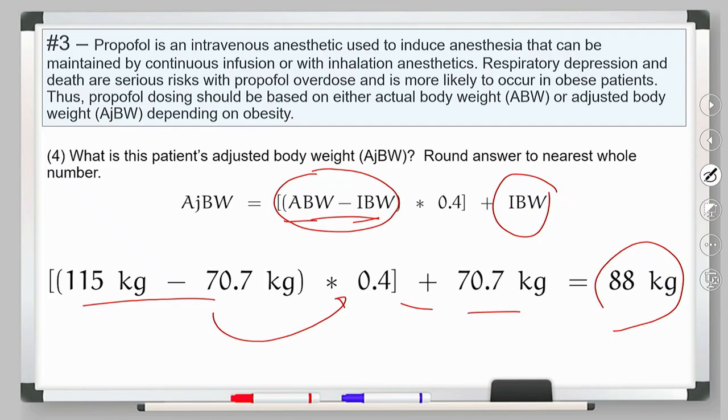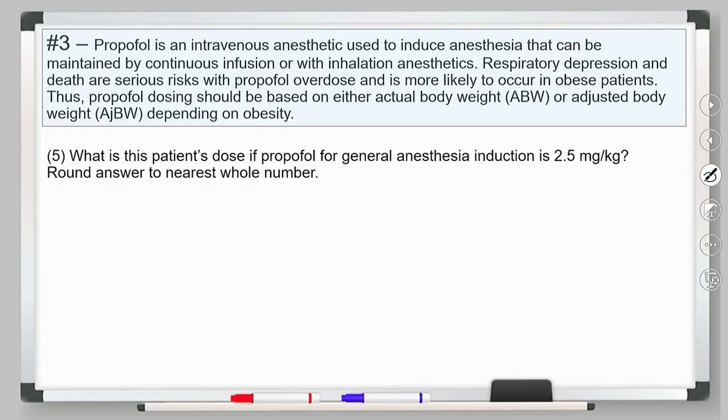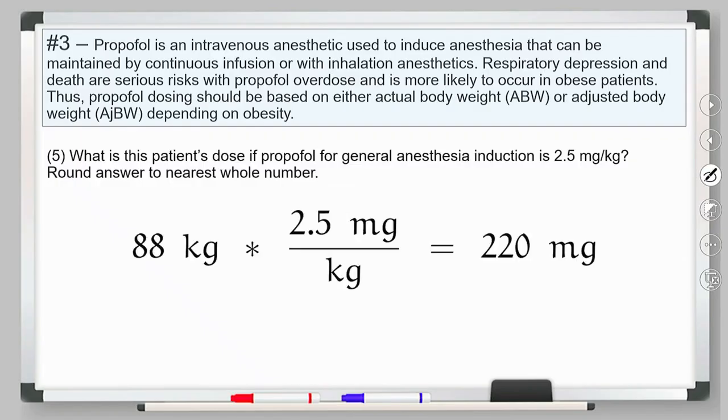That was all the work. The dose itself is a piece of cake because the dose is 2.5 milligrams per kilogram once we know the right weight to use. But do you see where if we had used his actual body weight, what would the weight have been? 115 kilograms. So this number would have been much higher and could have led to an overdose of that drug.